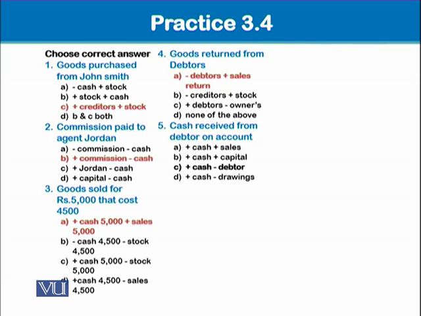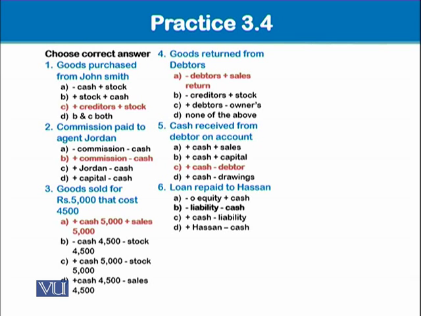Then cash received from debtors on account. Okay, so we are receiving cash means cash increase, and debtors balance will be reduced because we had to receive cash from debtors. They have paid us. Now those debtors balance is no more a receivable. So minus debtors. Loan repaid to Hassan. So Hassan was our liability. We have made payment to loan, payment of that liability to Hassan. So that liability is minus, and cash is also minus, being cash is an asset and we are making payment of our obligation in cash.